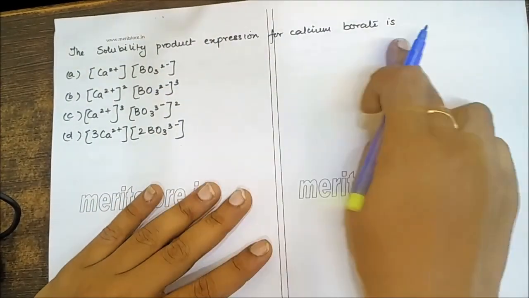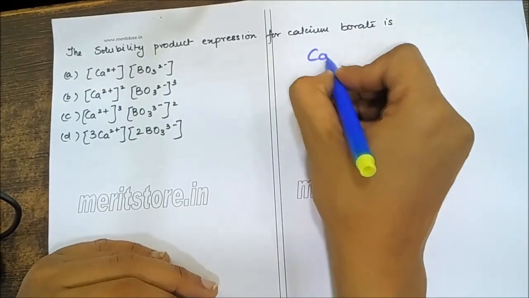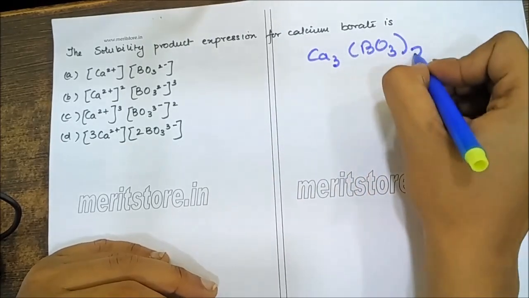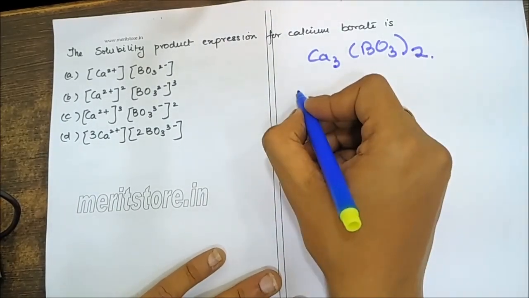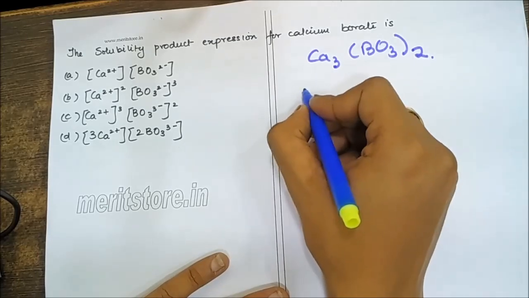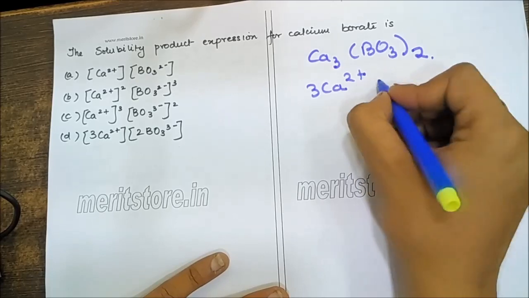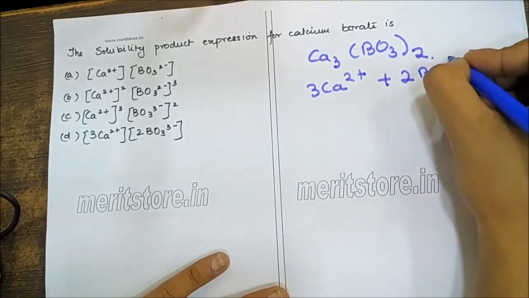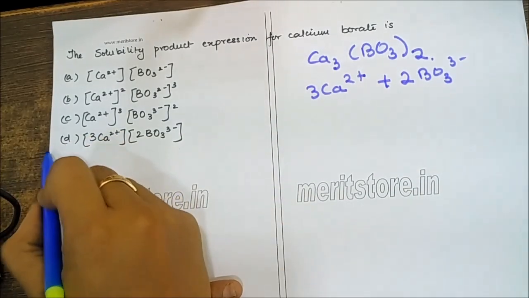Look here. The solubility product expression for calcium borate. Now calcium borate is represented by Ca3(BO3)2. Now how would this undergo dissociation? Remember the general expression. The general expression says how many ions? So 3 Ca raised to 2 plus and 2 BO3 raised to 3 minus. So my answer is D.